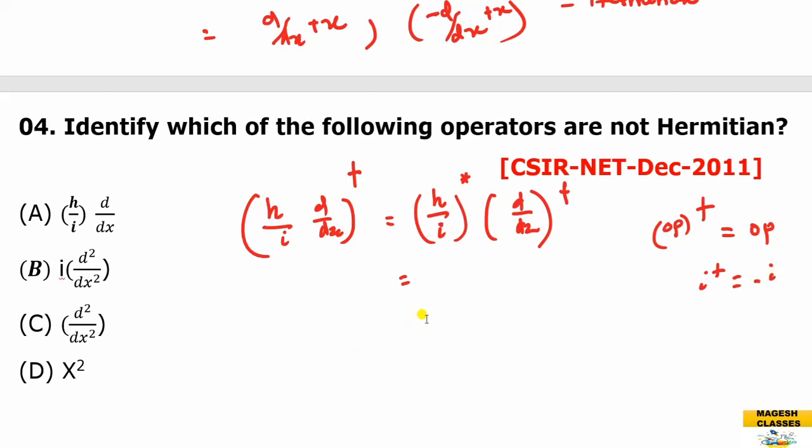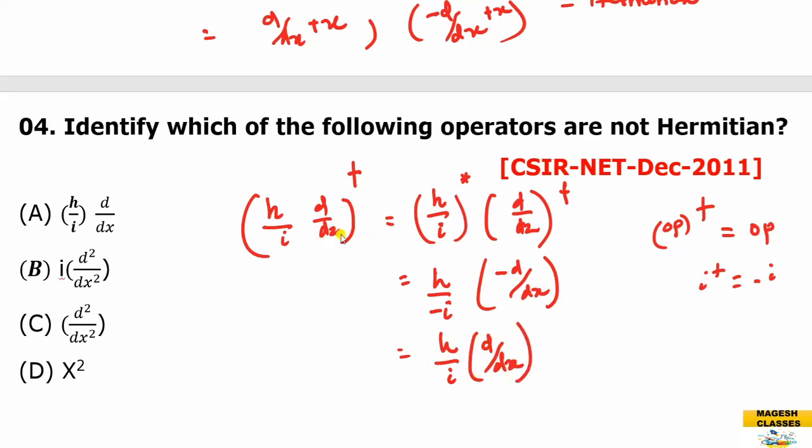The constant ħ does not change, and minus i. The dagger of d/dx is equal to minus d/dx. So this is equal to ħ/i d/dx, which is the same as iħ d/dx. So the operator dagger is equal to the operator. So this is Hermitian.